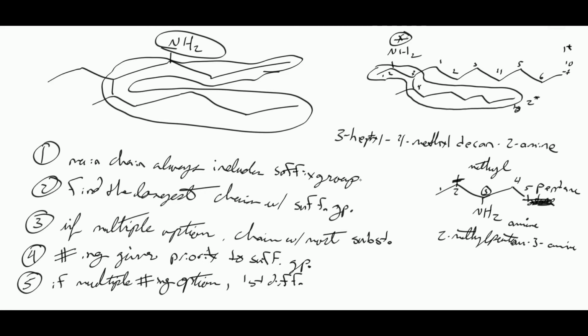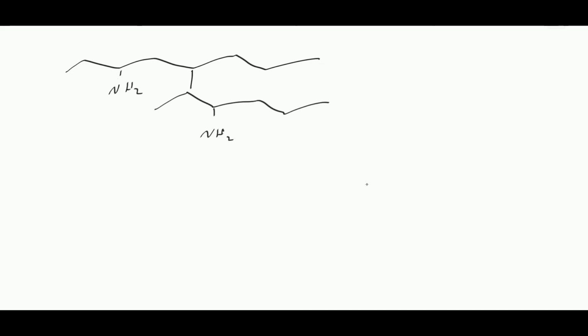Now, there is one final difference to keep in mind, and that is, what if you have multiple suffix groups that cannot all fit on one chain? So let's go ahead and put NH2, NH2, NH2. Okay, so there's no way to get all 3 of these guys on a single chain.